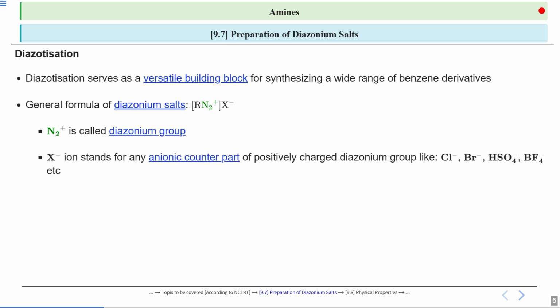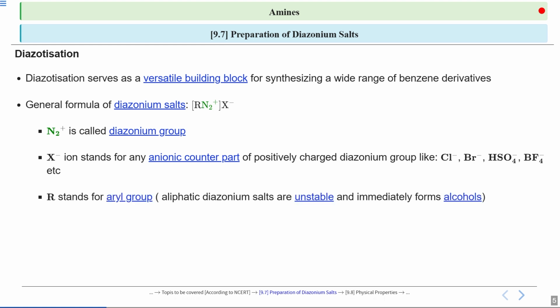Next, we have the X- part. The X- ion is the anionic counterpart to this positively charged diazonium group, which is N2+. So X- can be any negative ion, such as chloride, Cl-, bromide, Br-, or hydrogen sulfate, which is HSO4-, or tetrafluoroborate, which is BF4-. The choice of X- can affect the stability and the reactivity of the diazonium salt.